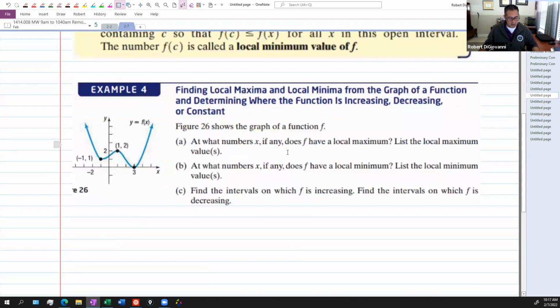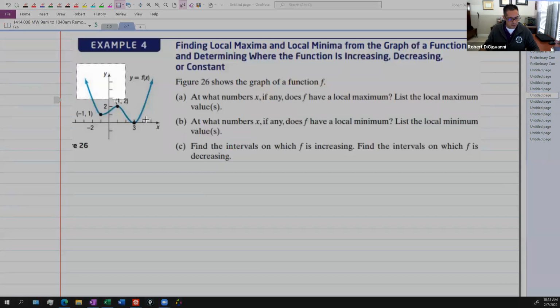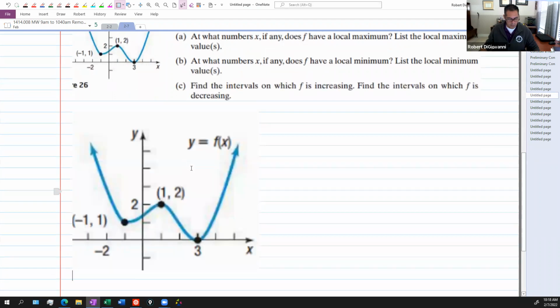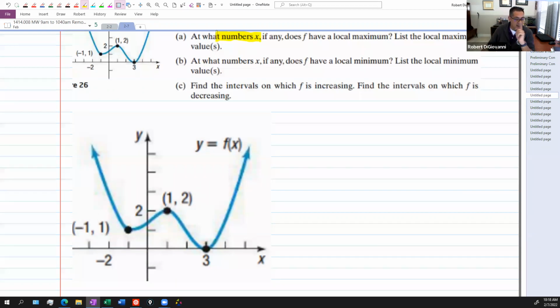All right. So let's see here. This is an example. Part A. They give you a graph. Is this graph big enough? Can you all see that? All right. Let me make it a little bigger here. So the first question is, at what numbers X does F have a local maximum? First it's saying, where does it have any local maximums? What X value?